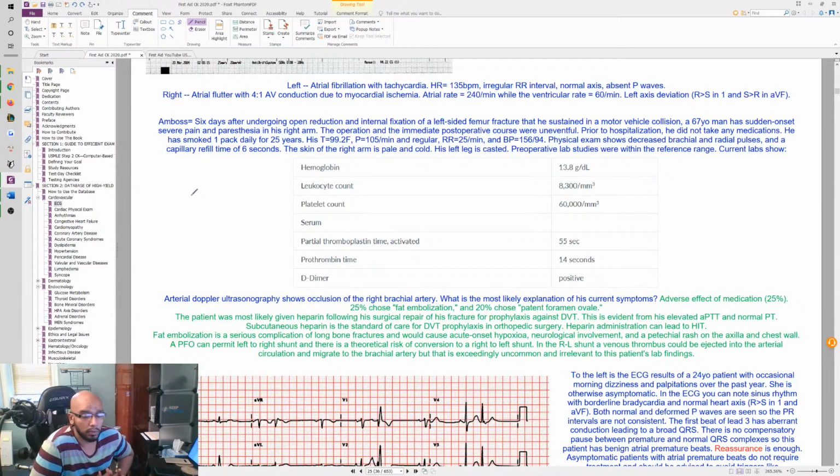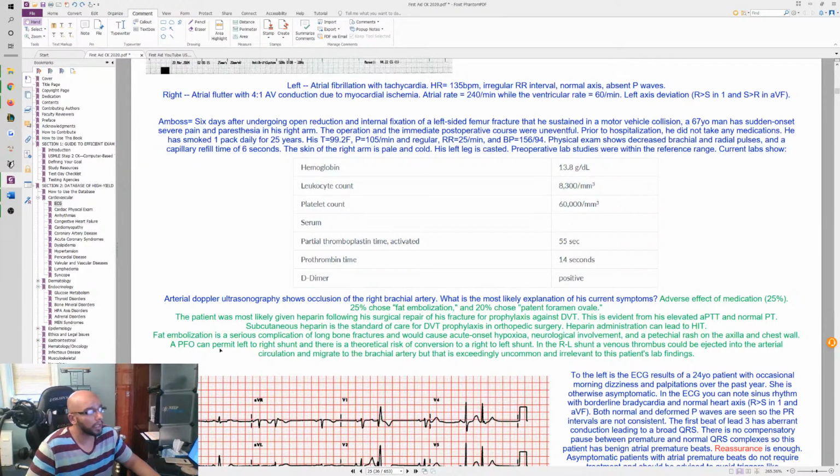They made the question look much more serious and significant, and not to say HIT is not serious or significant, but it wasn't fat embolization or a PFO. Fat embolization is a serious complication of long bone fractures and would cause acute onset hypoxia, neurological involvement, and a petechial rash on the axilla and chest wall. But it would not cause a rise in PTT. Right? So fat embolization would not explain the PTT increase that we're seeing in our patient, 55 seconds.